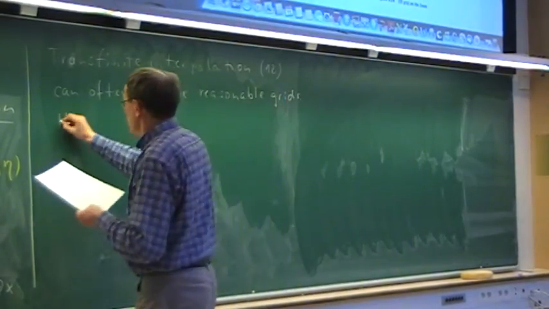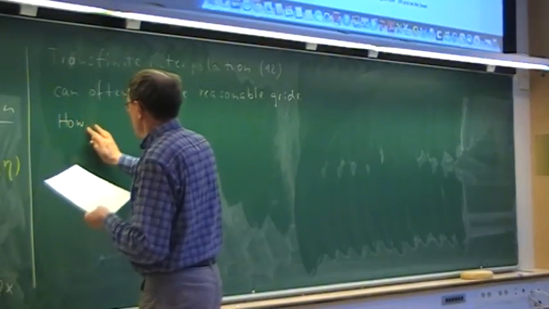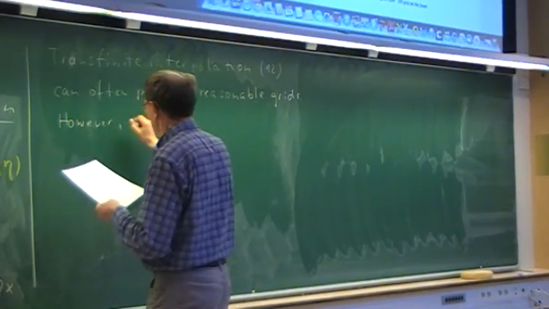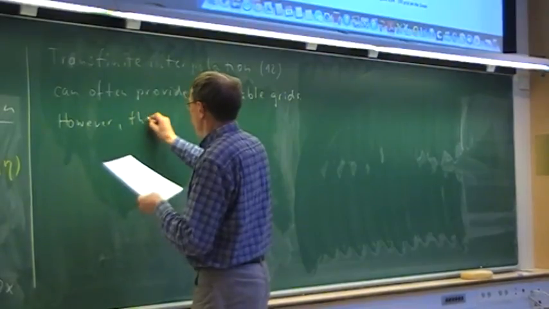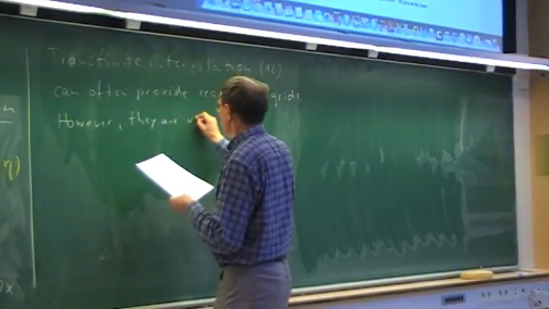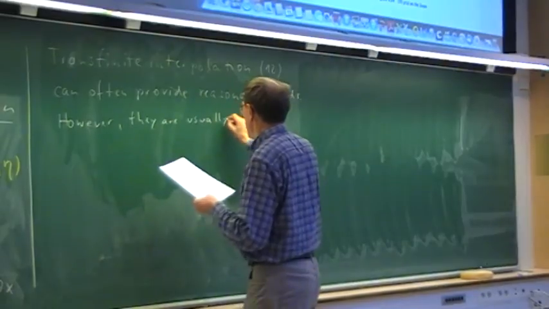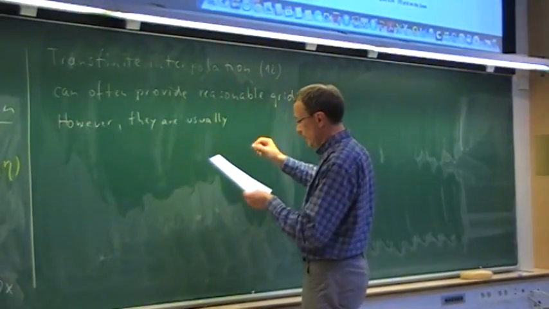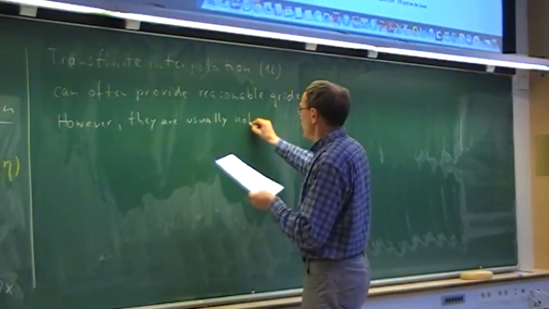And what I said is the following, that however they are usually, so if you have a non-smooth boundary, then it will be reflected in the grid, so that they are not smooth.